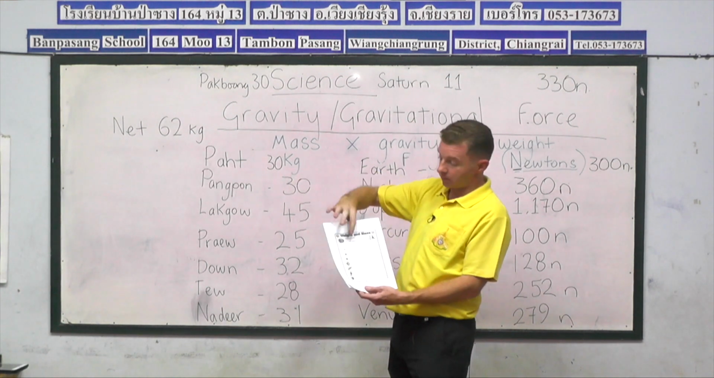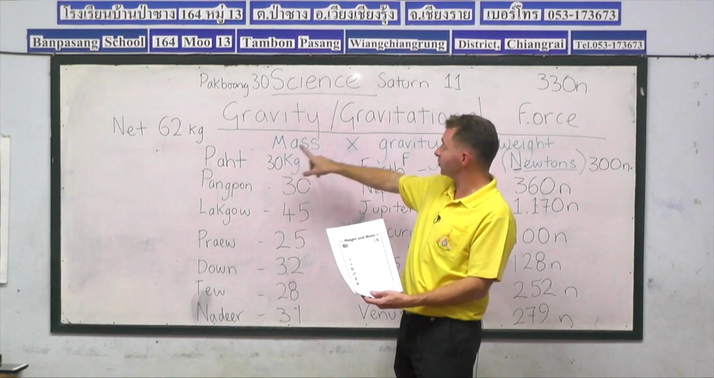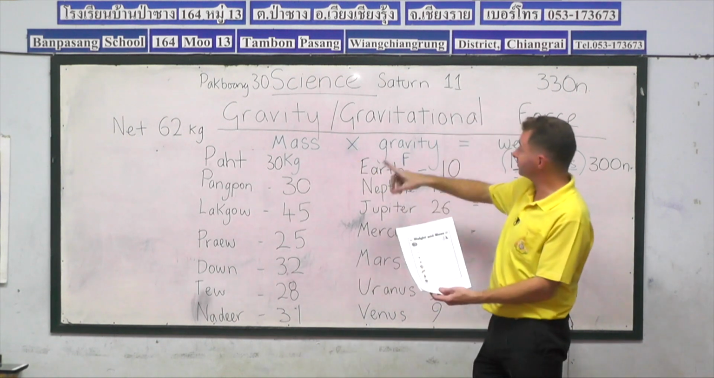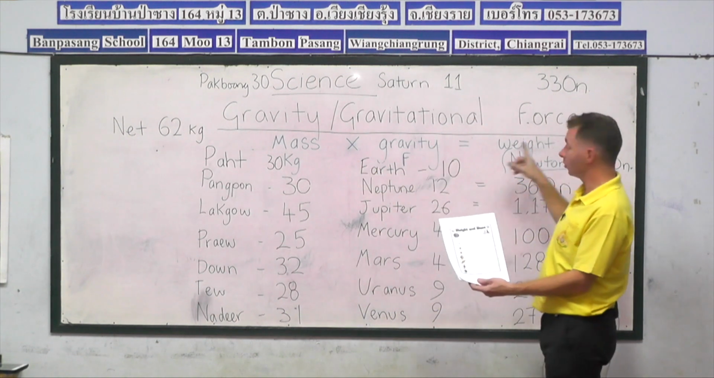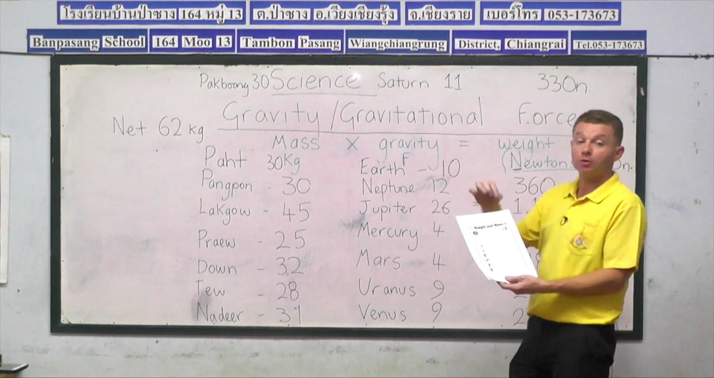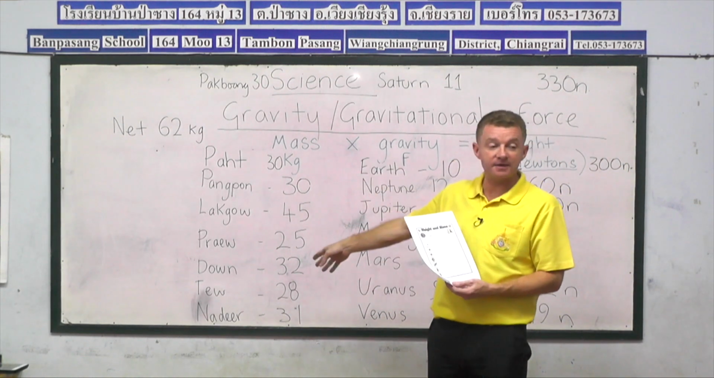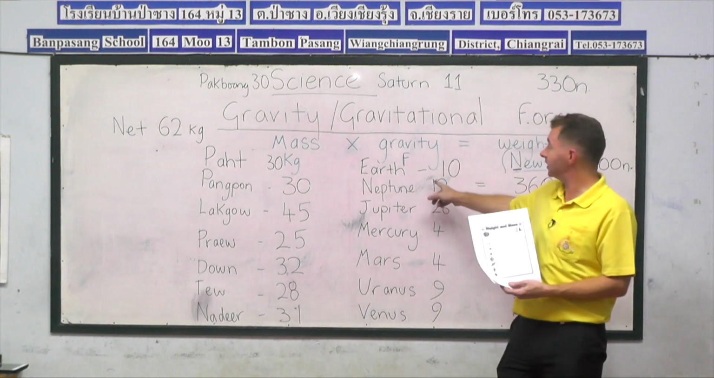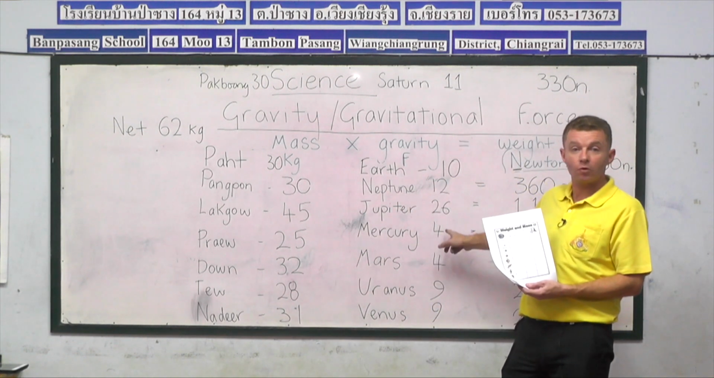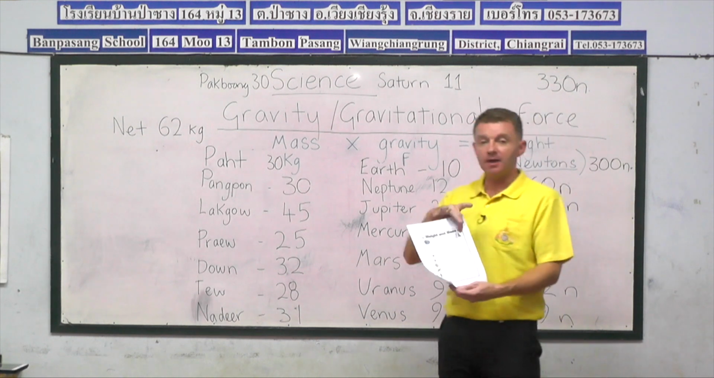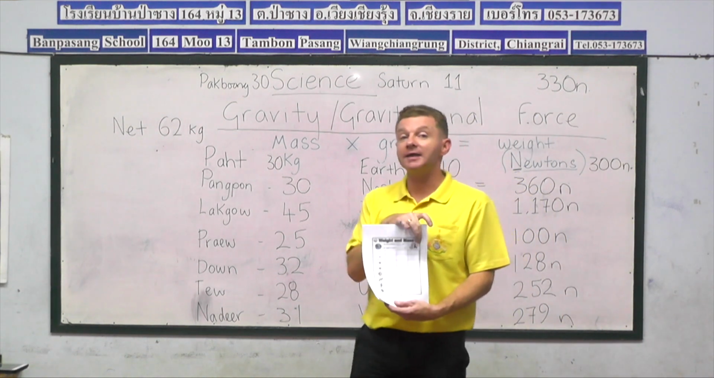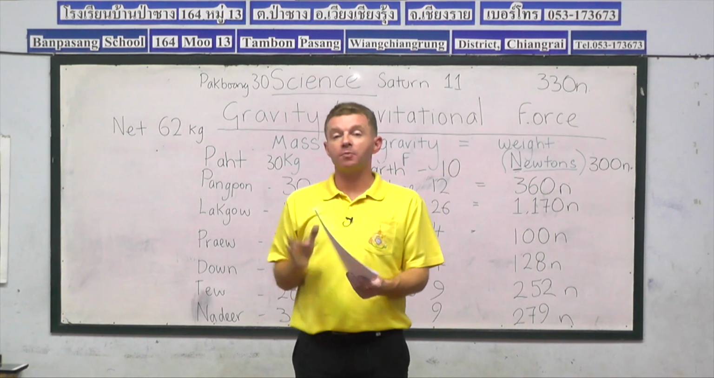So the 3 columns after planets, we've got mass times gravity equals weight. And then, using your mass, which you all know now because you've been weighed in kilograms, times it by the gravitational force on each of the planets. And that will tell you how much you weigh in newtons on each of the planets.